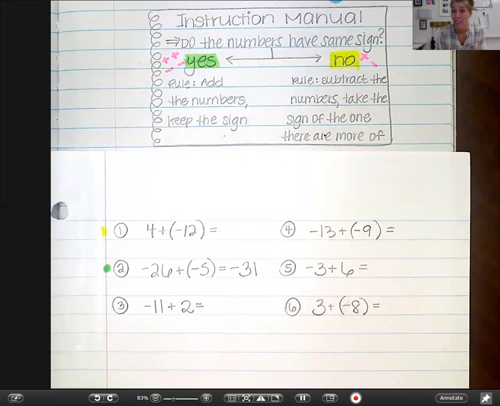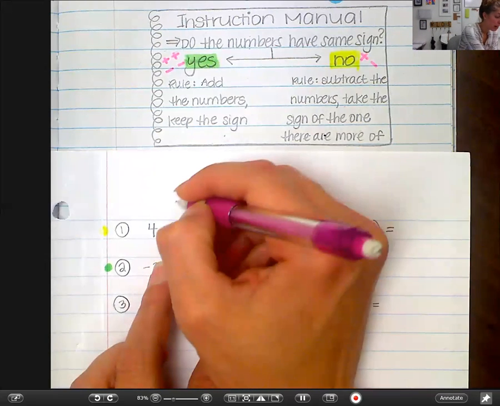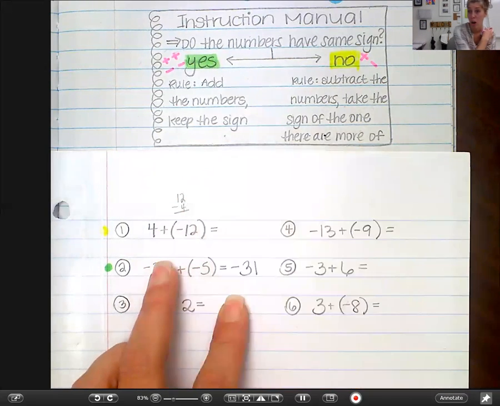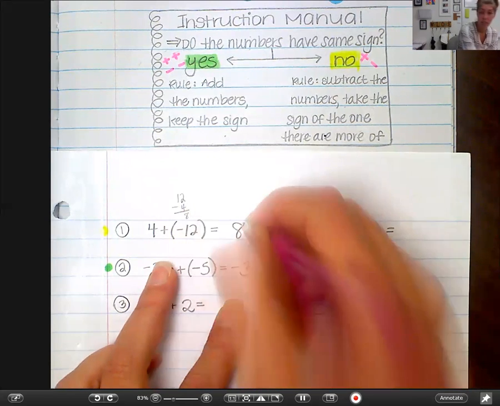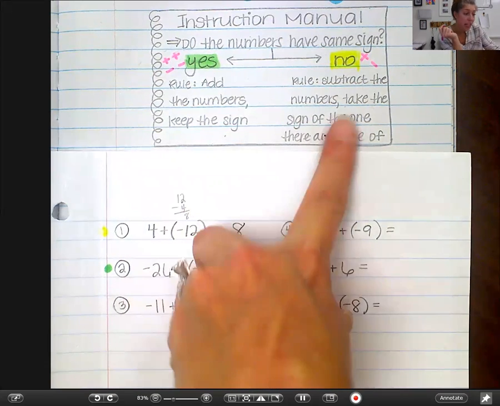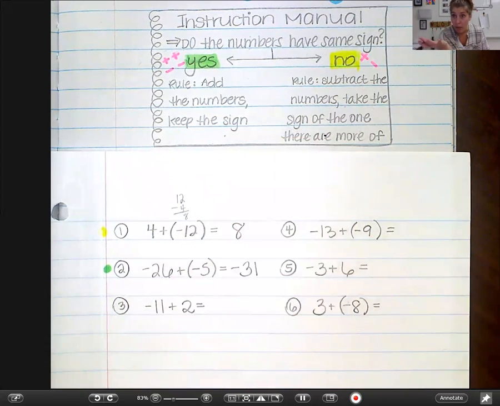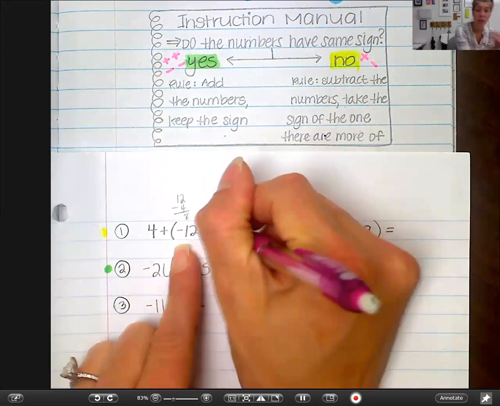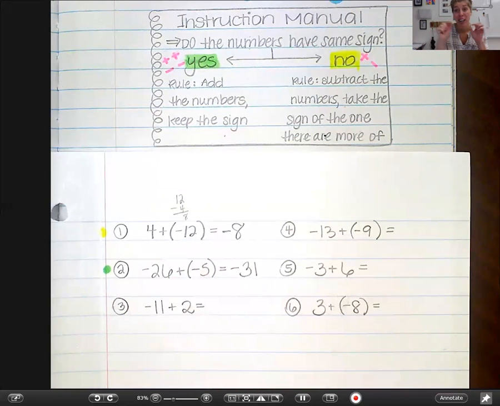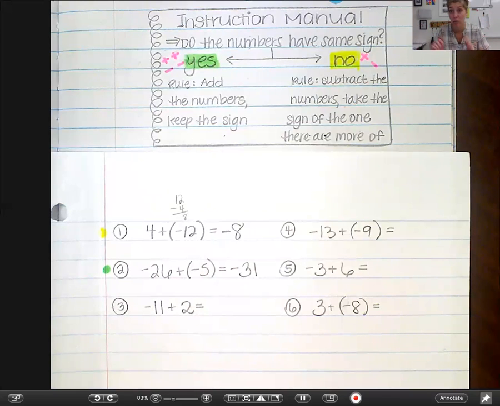So I'm going to subtract them. And I always want to subtract big minus small, no matter what order they're in, no matter if they're positive or negative. Take whichever one is bigger, the absolute value, and subtract the other one. So I get 8. And then I have to take the sign of the one there are more of. Well, there are more negatives in this problem, so a negative answer. Right? Think about the algebra tiles. I have 12 negatives and 4 positives. After I cross them off, 8 of those negatives remain, right?